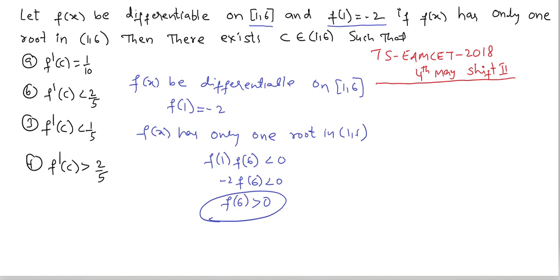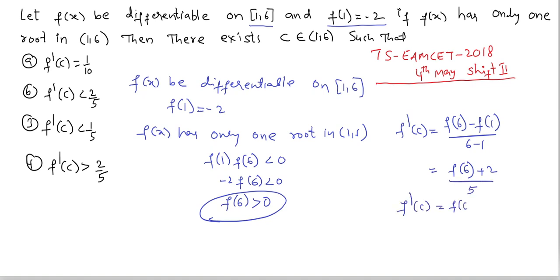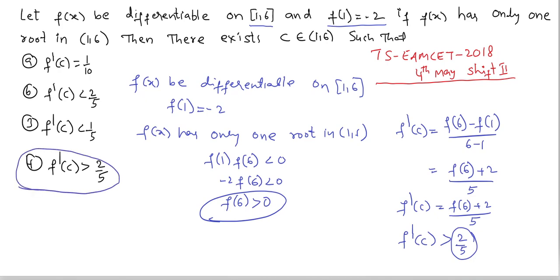We know that by Lagrange's mean value theorem, f dash c is equal to f of 6 minus f of 1 by 6 minus 1. That is, f of 6 minus f of 1 is f of 6 plus 2, by 5. Observe this equation: f dash c is equal to f of 6 plus 2 by 5. That means this f dash c is always greater than 2 by 5. So your fourth option is the correct answer, that is f dash c is greater than 2 by 5.